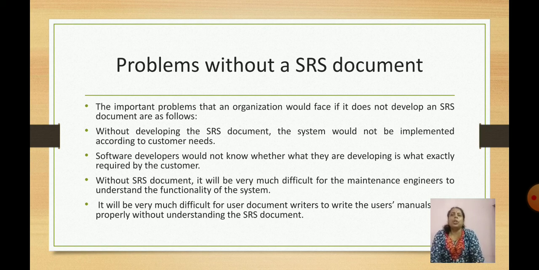Means the document writer also will be unable to write the manual because he cannot refer to the SRS document. So the SRS document is a reference document for the programmer, for the maintenance engineer, for the testing engineers, and for the document writer also. So without it we cannot develop a good software product. So the SRS document is necessary. Okay.